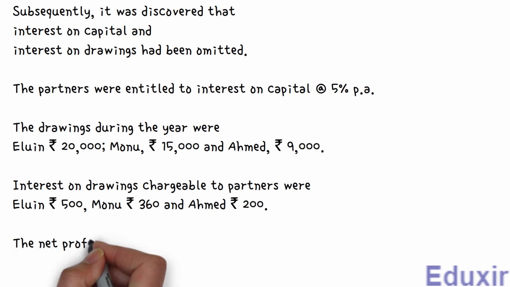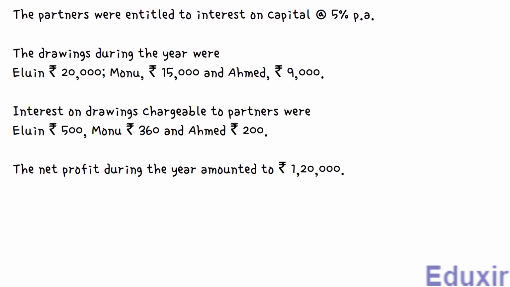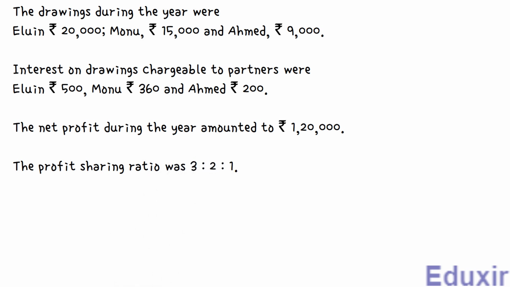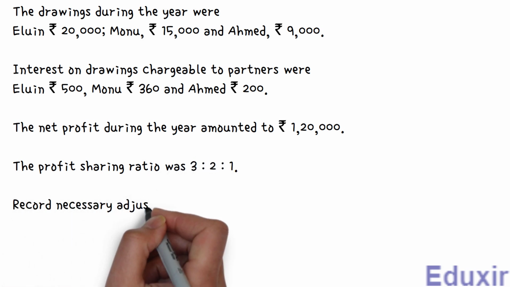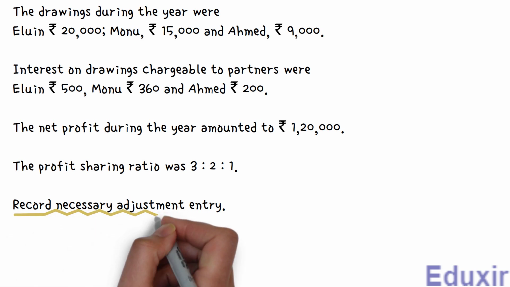The net profit during the year amounted to 1,20,000 rupees. The profit sharing ratio was 3:2:1. Record necessary adjustment entry. So, as per the problem, we have to give the adjustment entry.